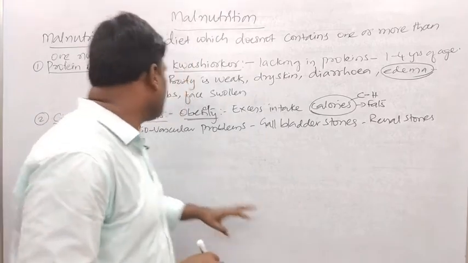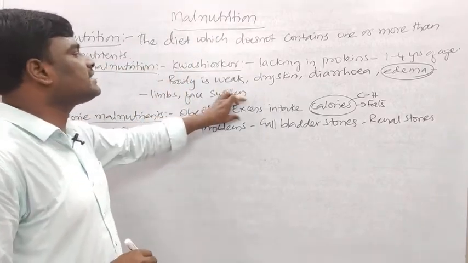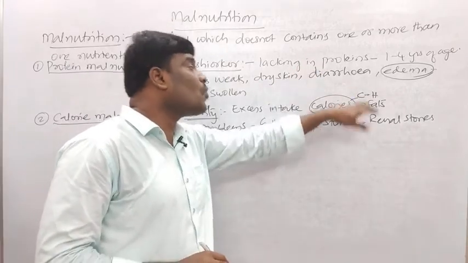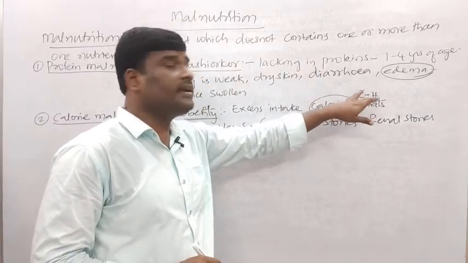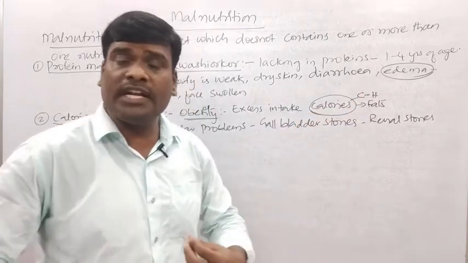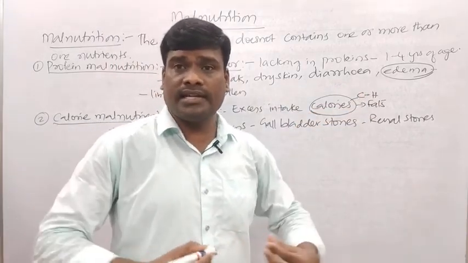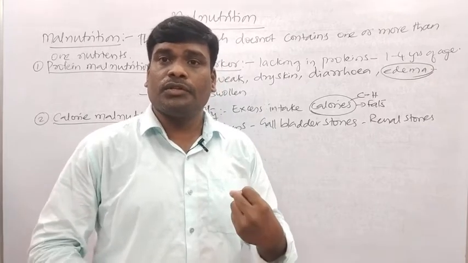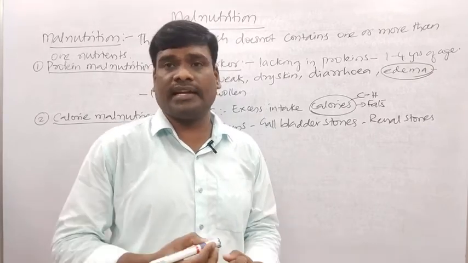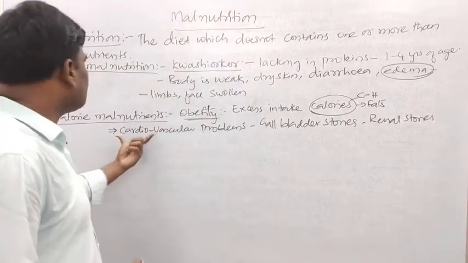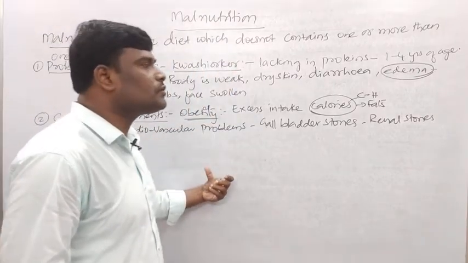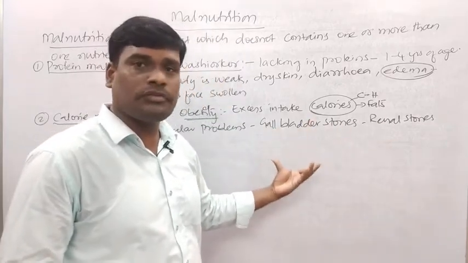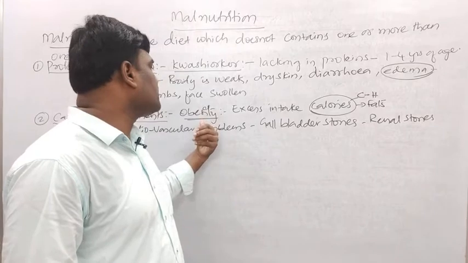Got it? So here, obesity is what? Excess intake of what, children? Calories. That means a person who is taking more amount of fats and carbohydrates. So what happens is fat will be deposited under the skin. As a result, they become very stout according to their height, according to their age. So their weight will be more than that. Okay, so as a result, cardiovascular problems, gallbladder stones and renal stones. So these are all the health issues which are because of obesity, children.